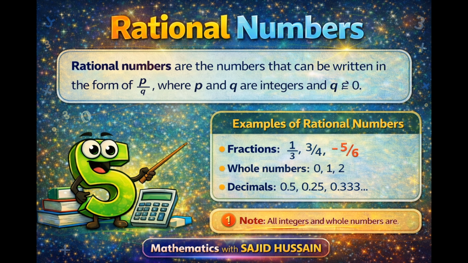Definition of rational numbers. Rational numbers are the numbers that can be written in the form of p/q, where p and q are integers and q does not equal 0. Examples of rational numbers: fractions, 1/2, 3/4, -5/6. Whole numbers, 0, 1, 2. Decimals terminating or repeating: 0.5, 0.25, 0.333. Note: all integers and whole numbers are also rational numbers.